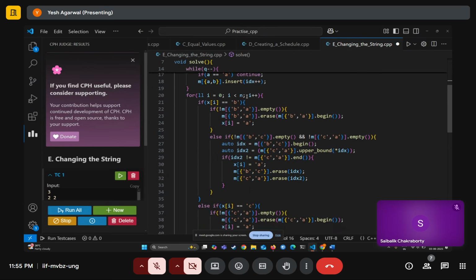Now first we will be checking for B. If it is B, then we will check whether we have any index, any operation from B to A. If yes, then we'll perform it. And why are we only deleting the beginning part, you may ask? Why the beginning part, why not the end?